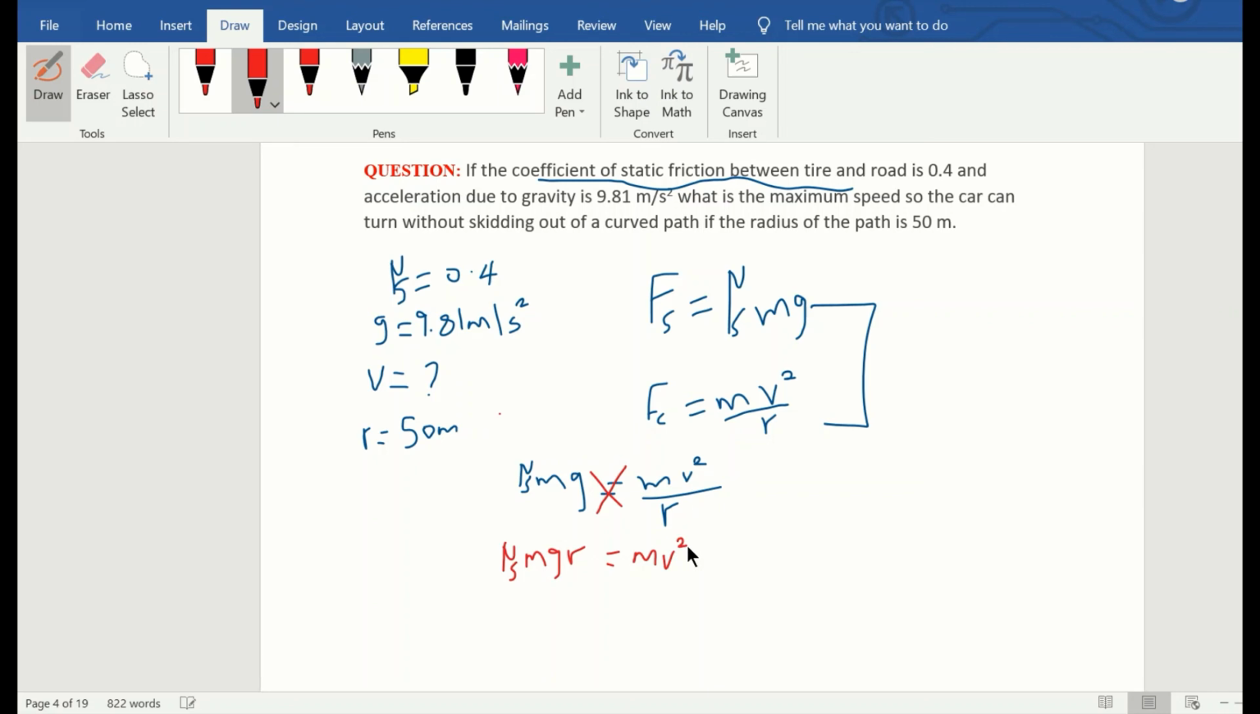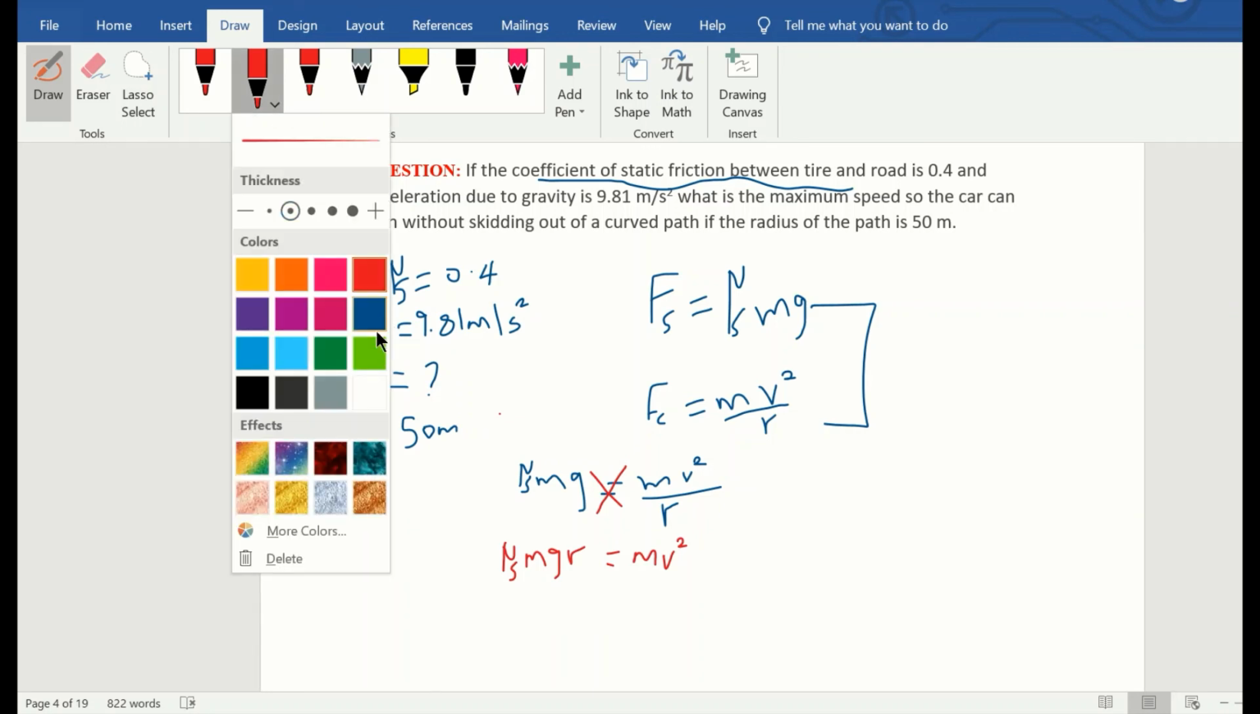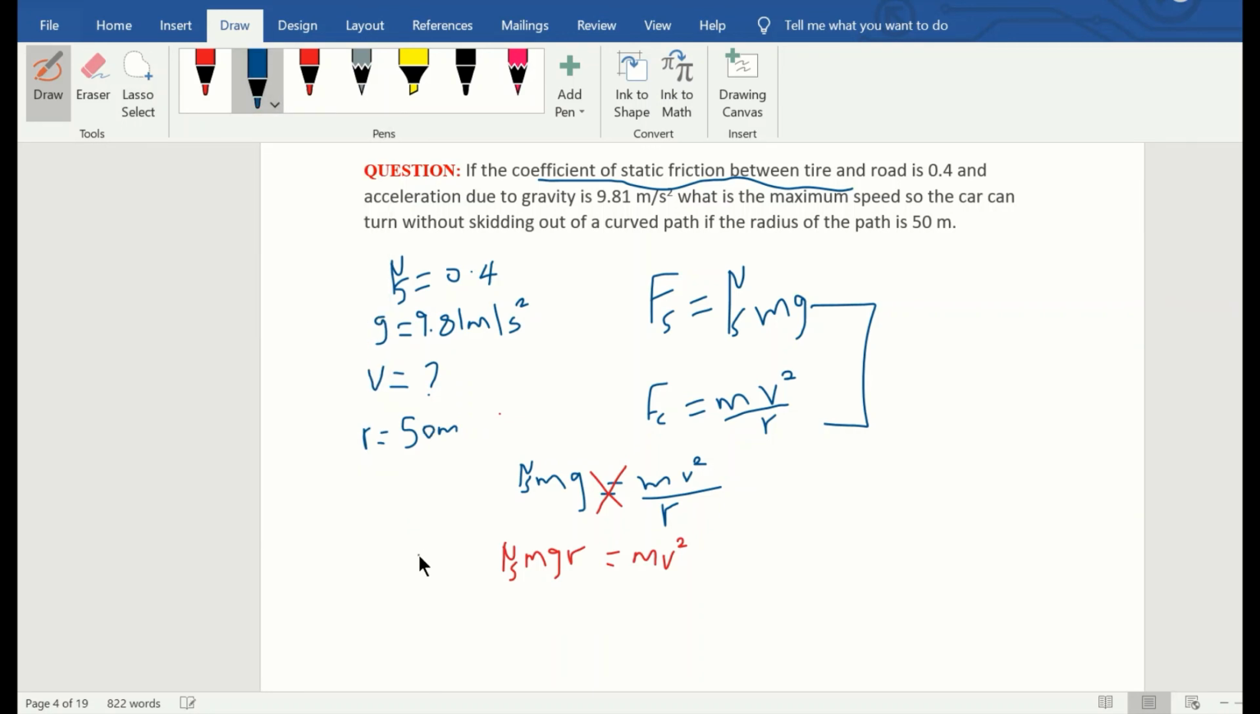All right. So now you can see that we have mass on both sides. Because I have mass on both sides, I will have to cancel them. So the masses cancel out each other. So I'm left with v squared equal to the friction coefficient times g times r.